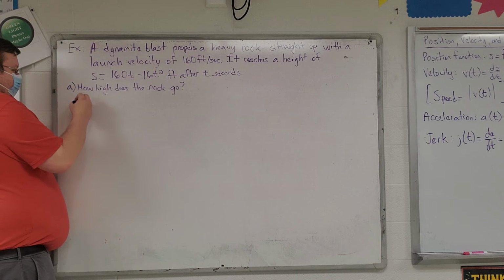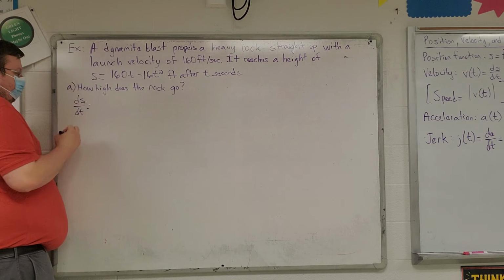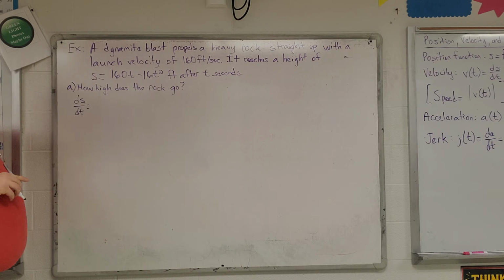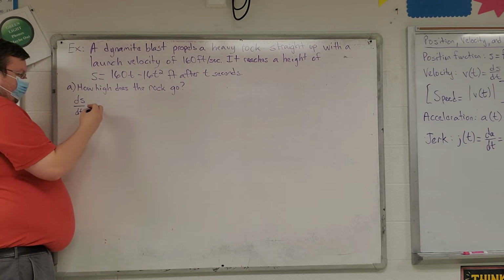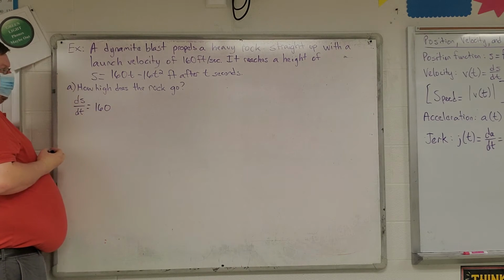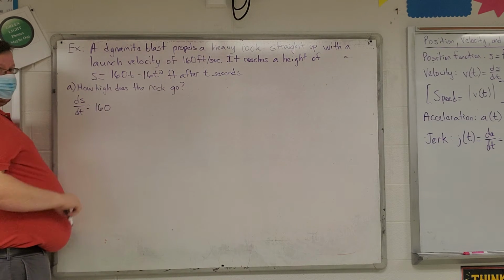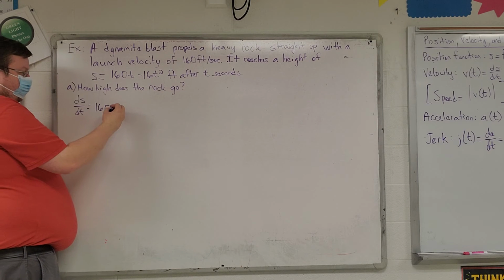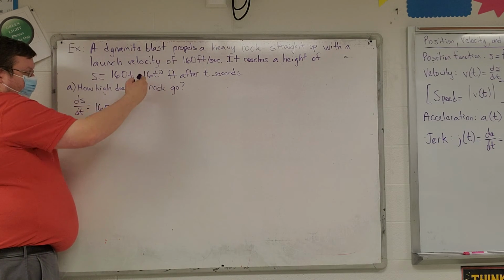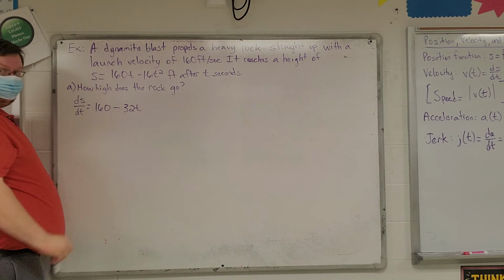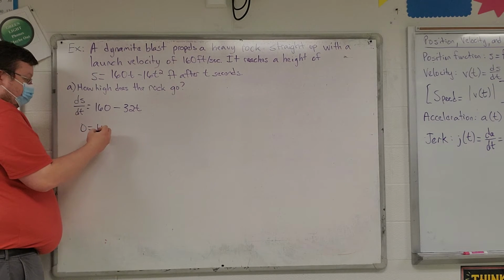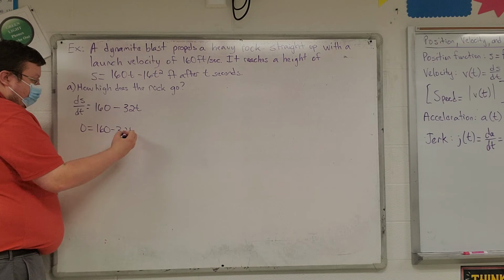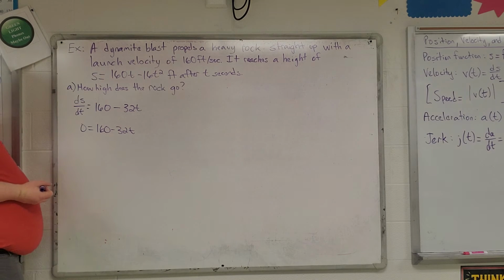So, we take the derivative of this with respect to t. Let's do it term by term. 160t, what's the derivative of that? 160. And then I derive negative 16t squared. It's going to be minus 32t. And I'm going to set that equal to 0. So 160 minus 32t is equal to 0, and I want to solve this.